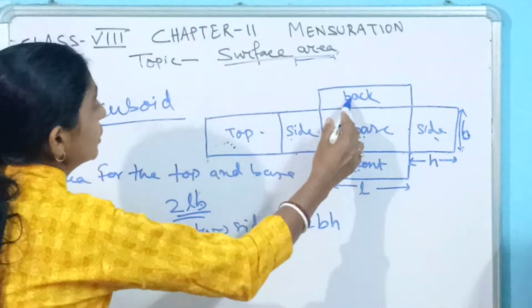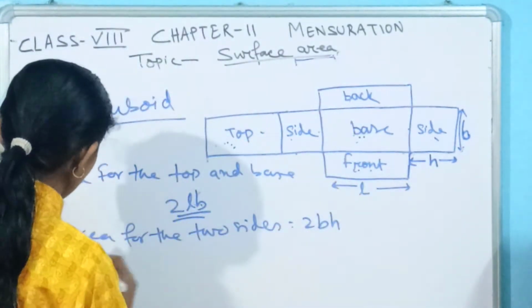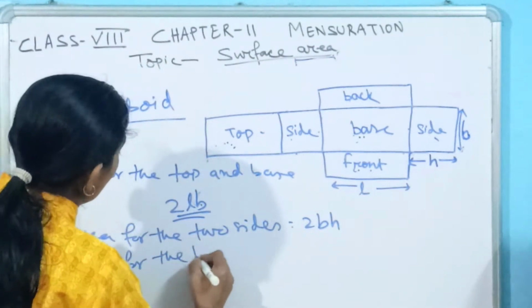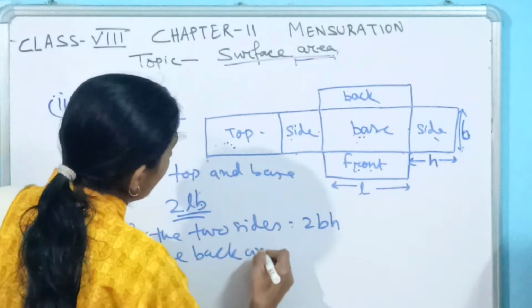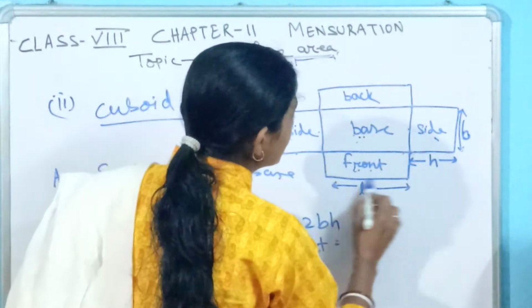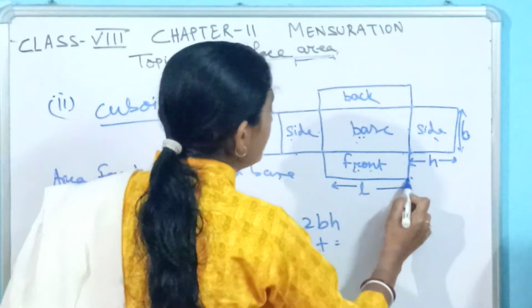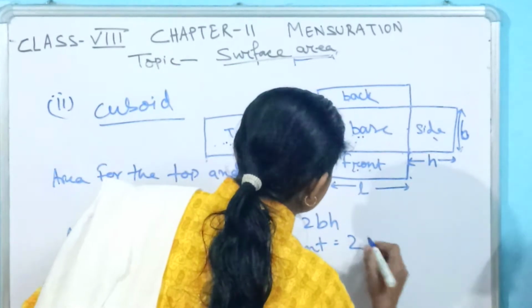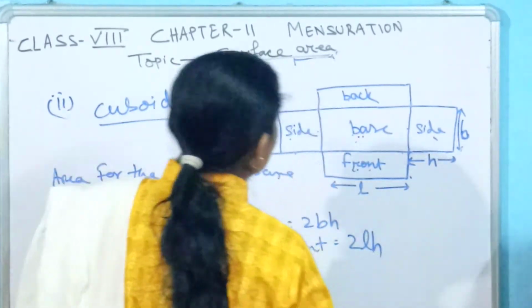Then for the back and front, this thinner one, the area for the back and front: how much will it be? It is L and this one is H. So it will be 2 into L into H.